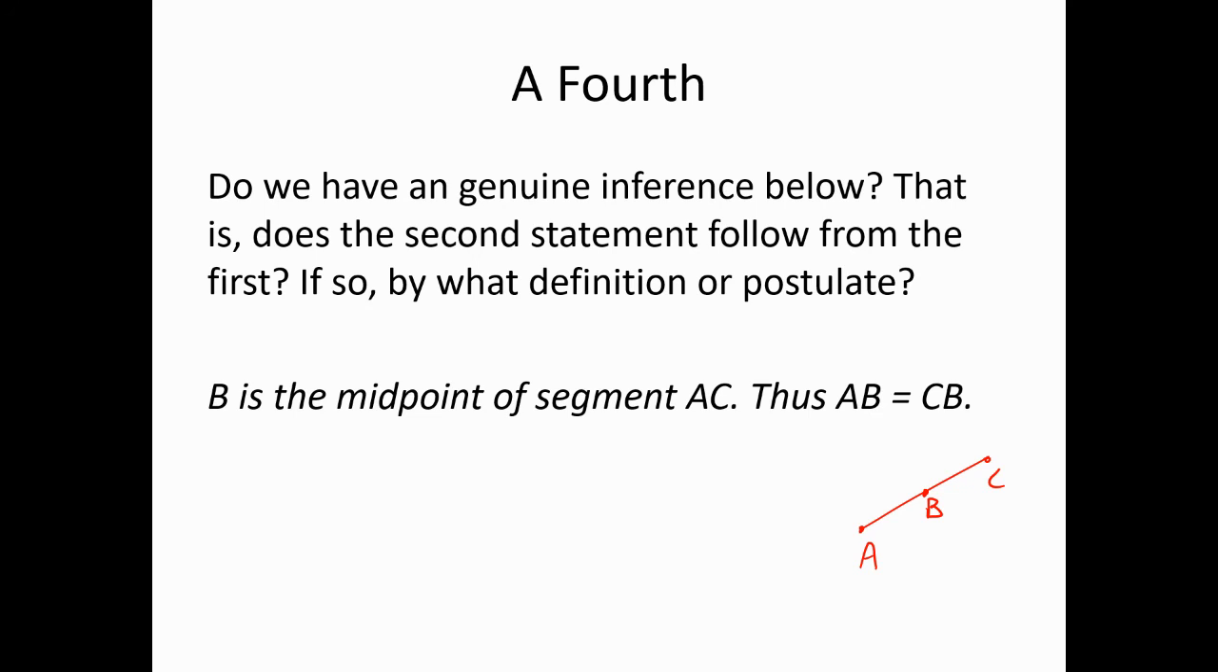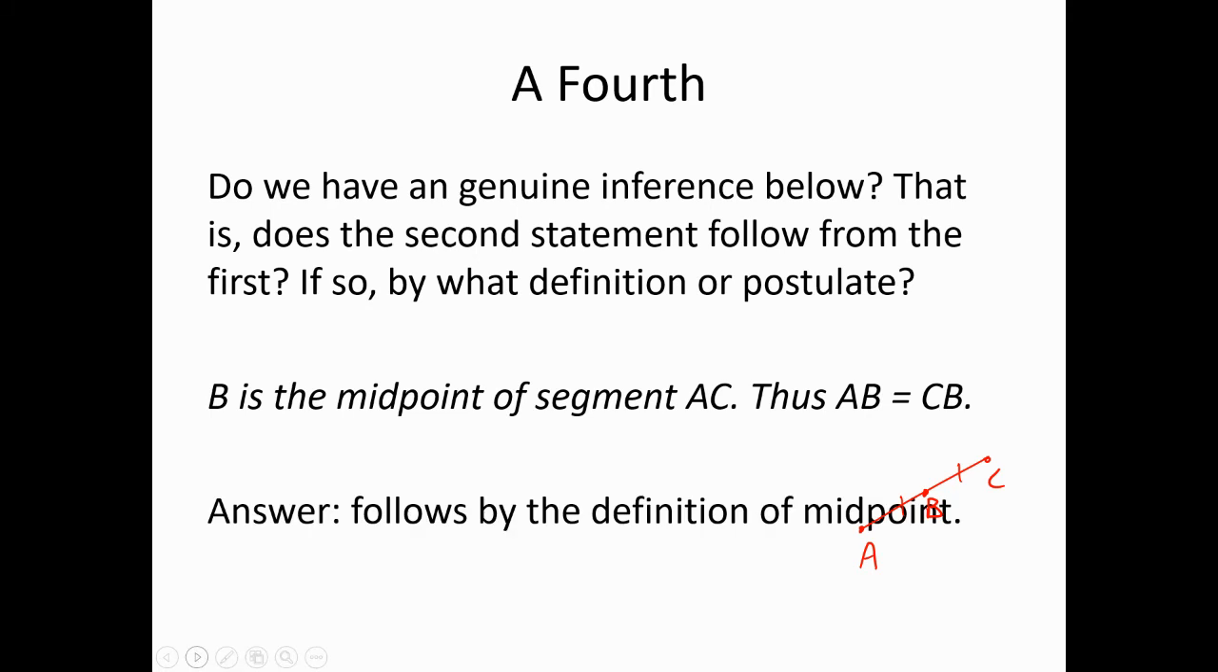Okay, so we have B as the midpoint of segment AC. So I add the hashes to indicate that indeed B is the midpoint. Does it follow that AB is equal to CB? Yep, it does. That does absolutely follow. And by what does it follow? It follows by the definition of midpoint.